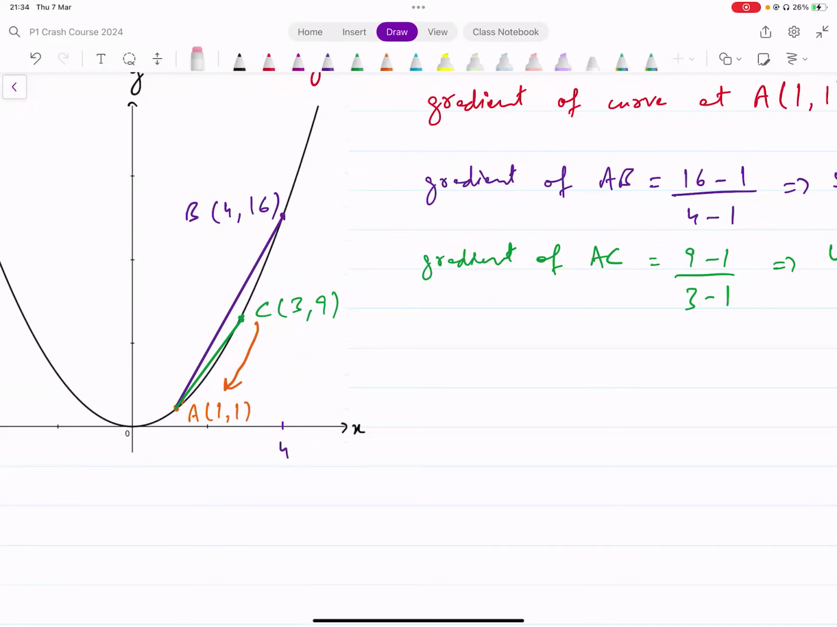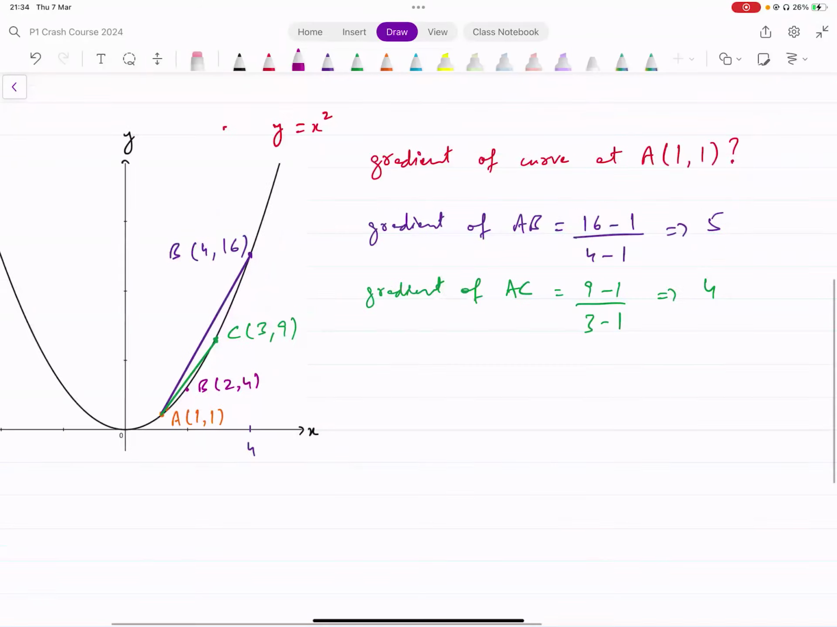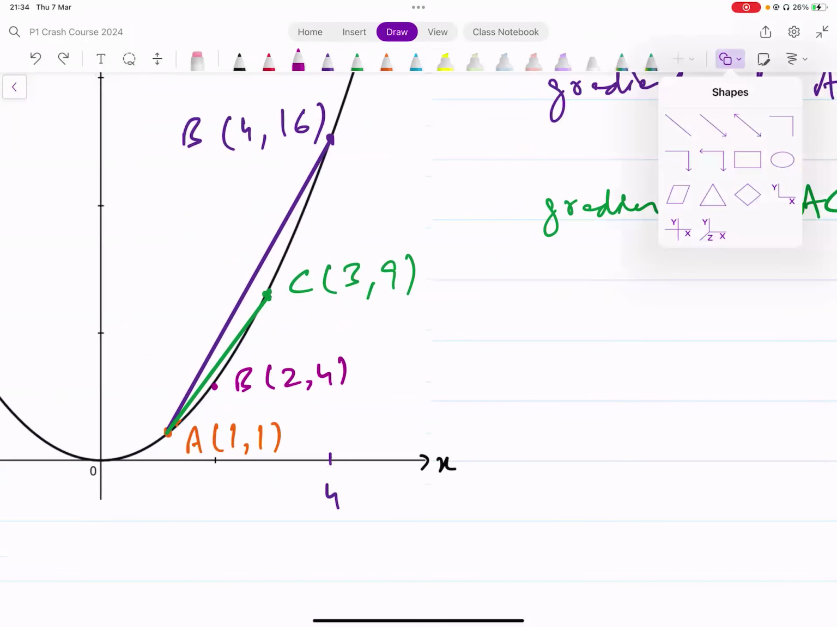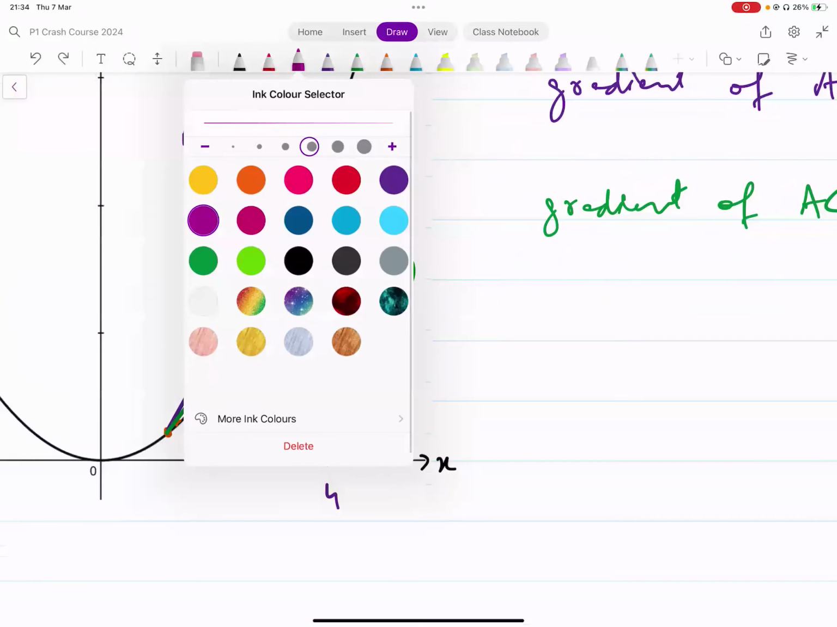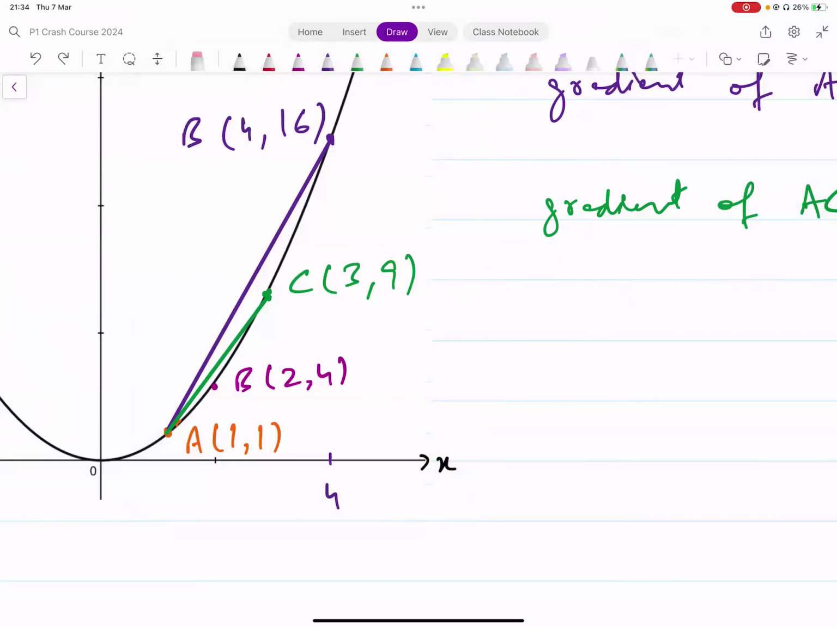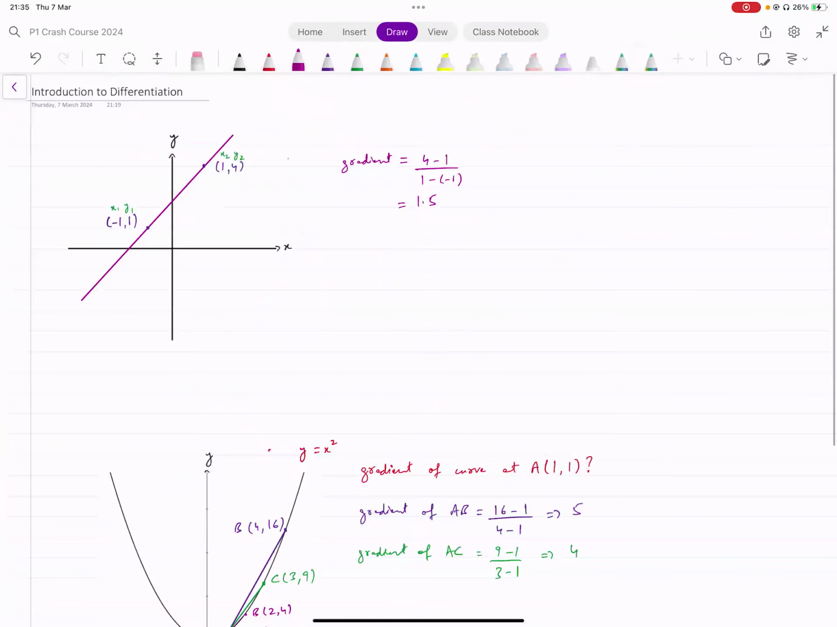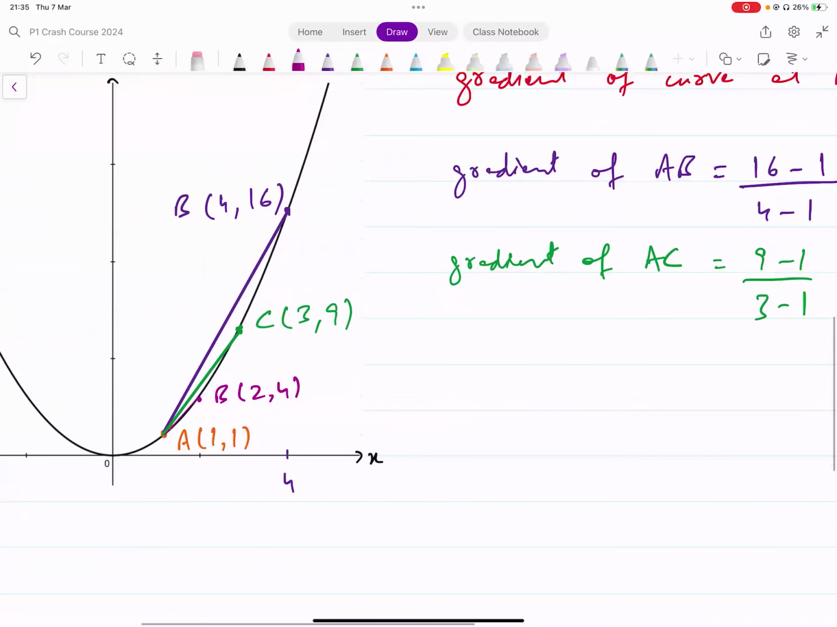So for instance, if I were to take another point here, let's call that point B, and that point B has coordinates 2 and 4, right? The X coordinate could be 2. When the X coordinate is 2, the Y coordinate will be 4. If I were to take this point and find the gradient of the line AB now, that line would look like this. This is the line AB, right? I could find the gradient of this line AB and see what that turns out to be.